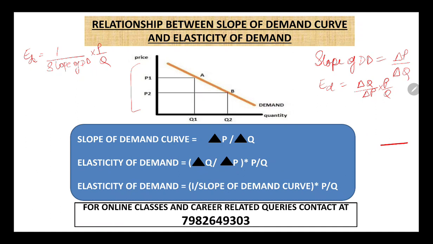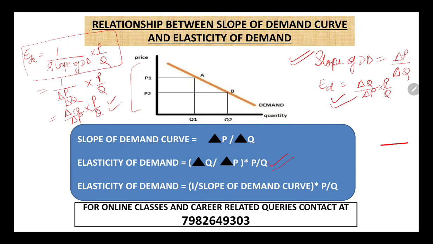This can be used in order to solve some numbers, or if they ask you in a one marker how elasticity and slope are related, you can say that they are inversely related. So see, what is the slope of the demand curve? 1 upon change in P upon change in Q, from here into P by Q. If I use it, it becomes change in Q upon change in P into P by Q. This is nothing but the same elasticity that we have calculated. So this is another slide that we have to understand.